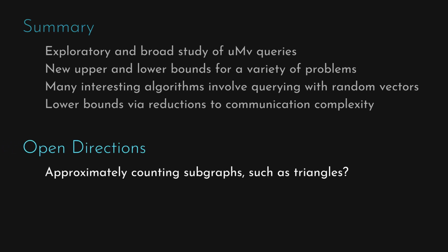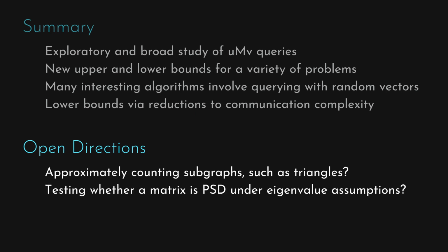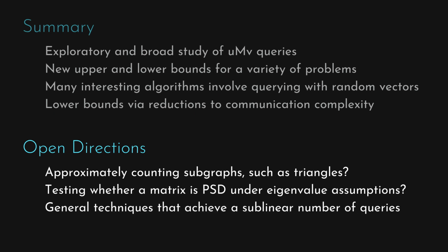A lot of work on graph queries is focused on finding efficient algorithms for approximately counting subgraphs such as triangles. We can simulate these results in the UMV model, but I wonder if much better algorithms can be found. Another question that a few people have asked me is whether you can determine if a matrix is positive semi-definite or not. I think this will require a large number of queries in general, but it might be possible to do efficiently if you make some assumptions on the eigenvalues. At a higher level, I would like to see new general techniques for solving problems with a sublinear number of queries in the UMV model.